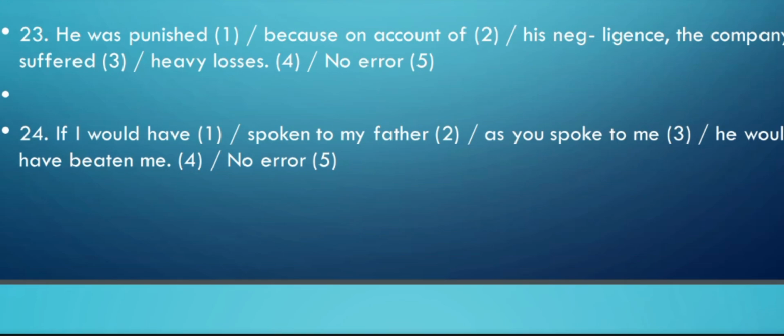He was punished because on account of his negligence the company suffered heavy losses. Because of his negligence, he was punished because of his negligence. First of all, we have to remove this on account of. Okay, cut this. He was punished because of his negligence the company suffered.